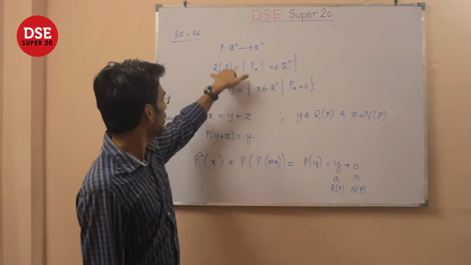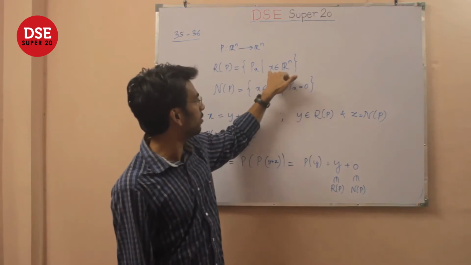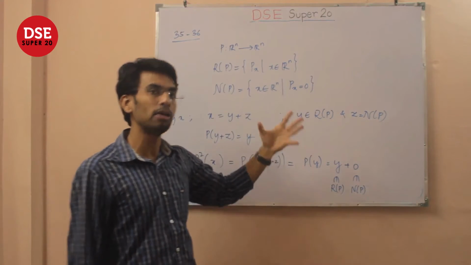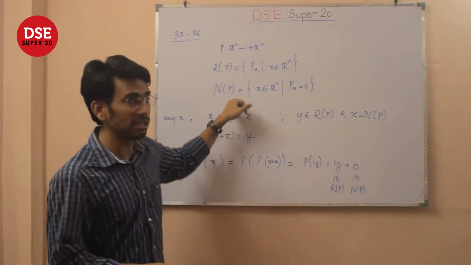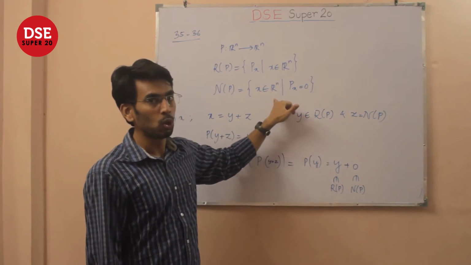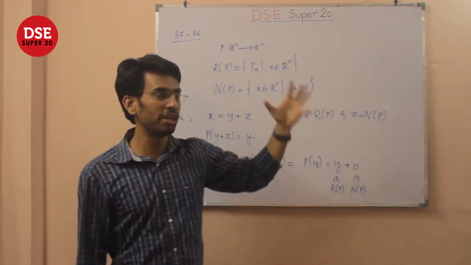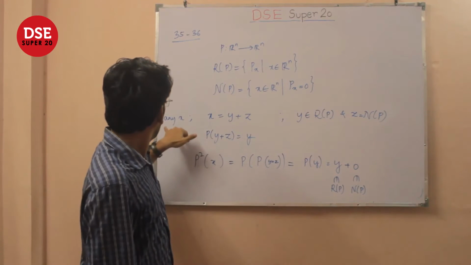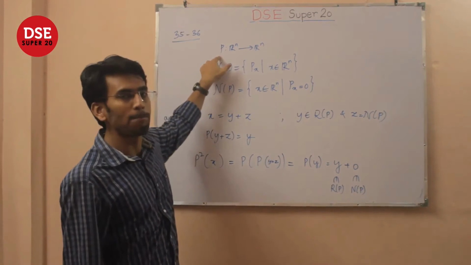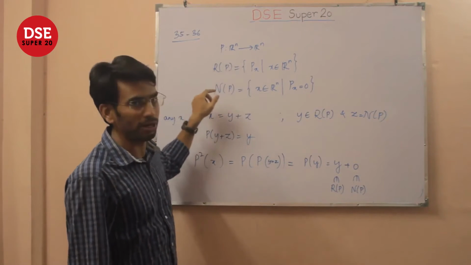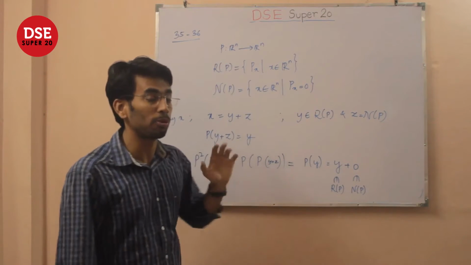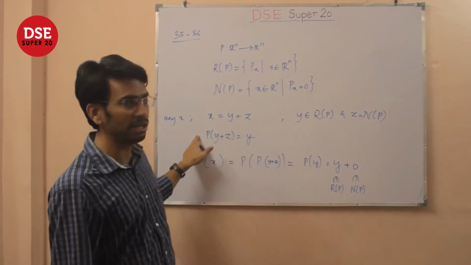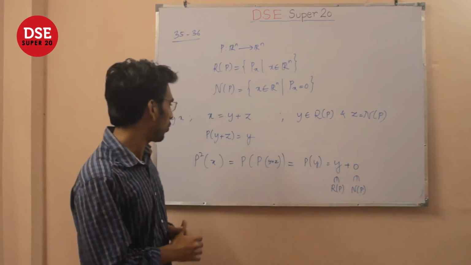That is, the range would be: take any vector from Rn, apply the transformation P to that vector, and what is obtained is in the range. And nullity is the set of all such vectors in Rn whose linear image is the zero vector. So now we say that this P is a projector transformation if these two conditions are satisfied. The conditions are the question itself.